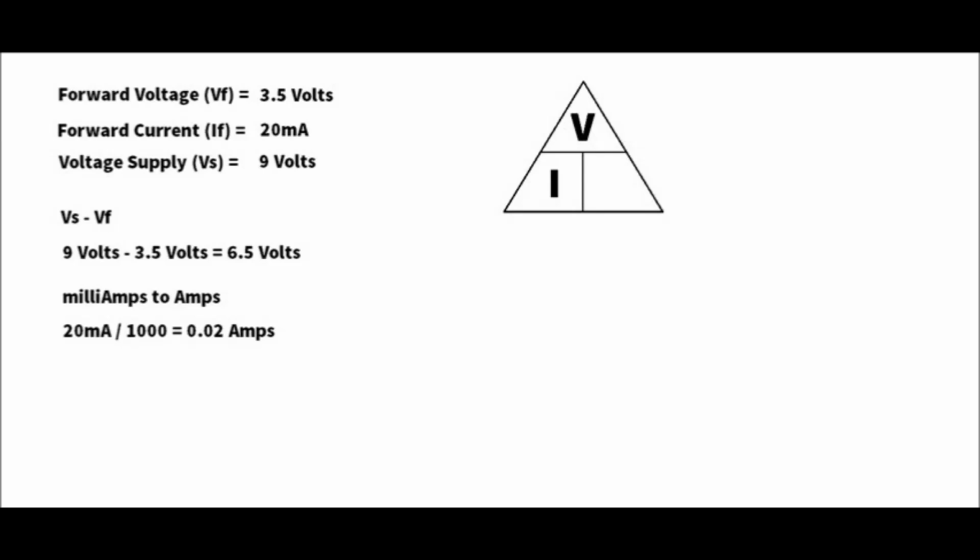With these values, we can now use Ohm's law once again to calculate the resistor required. We know the voltage is 6.5 volts and the current is 0.02 amps. So we divide 6.5 by 0.02 to give us 325 ohms. The full equation looks like this. Voltage supply minus the diode forward voltage divided by the diode's forward current.